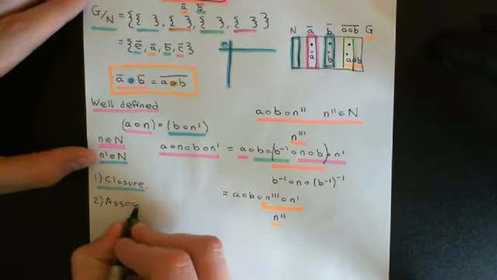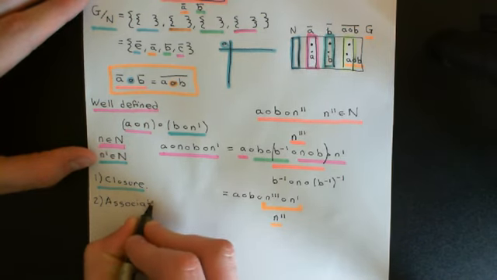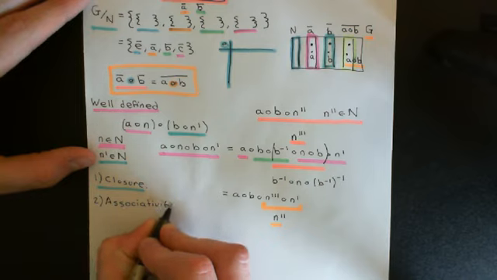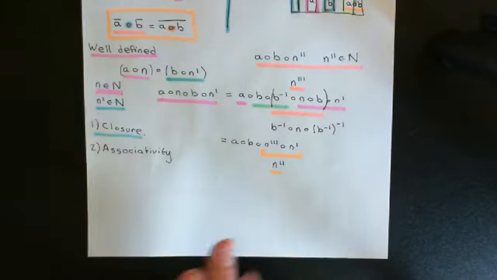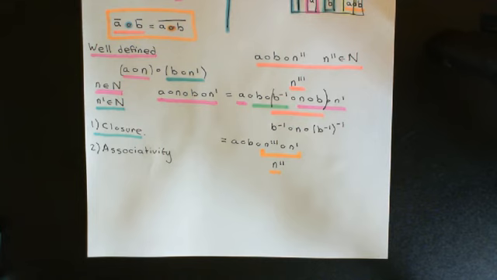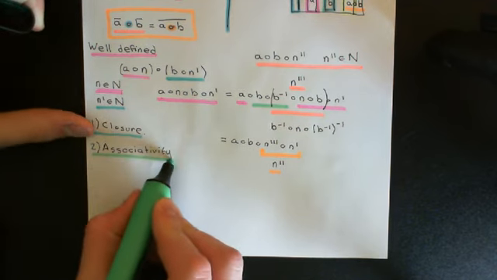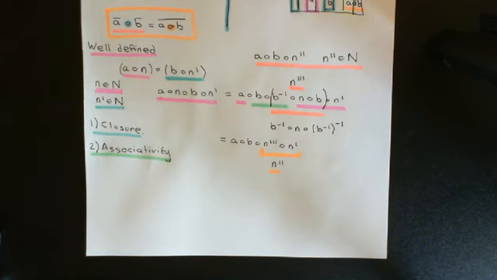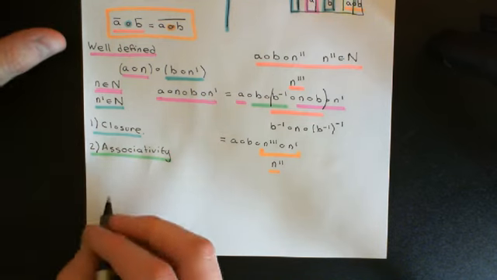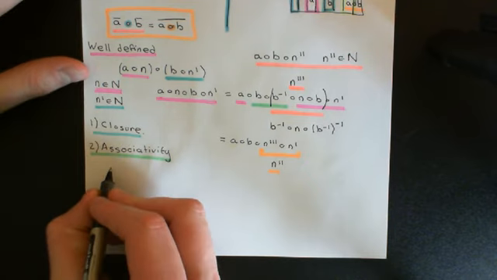So the next one we want to show is associativity. Okay, so what does this mean? Well, associativity means that if we want to compose three things together, so if we want to compose three cosets together, it should not matter where we actually put the brackets. So let's consider composing three cosets together.